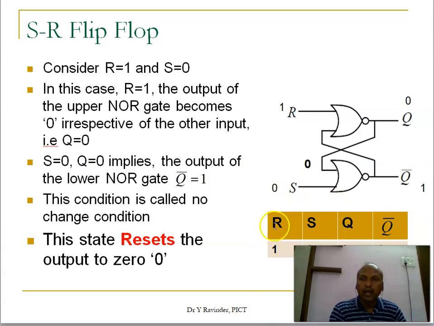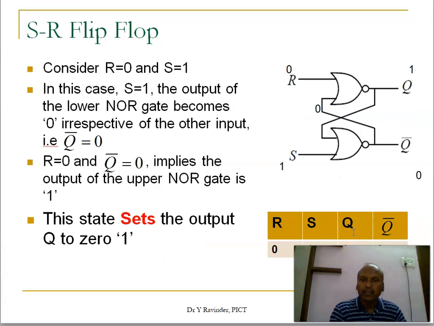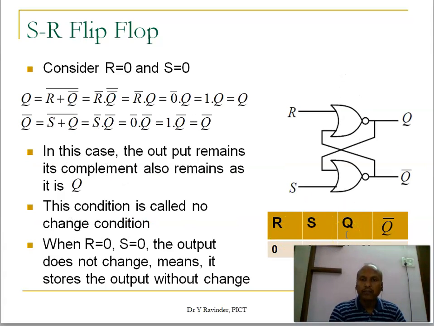When R is 1 and S is 0, the output is 0, it is resetting. And when R is 0 and S is 1, the output is set to 1. And when both are 0, there is no change. Whatever the previous outputs were will remain as they are when R and S both are zeros.